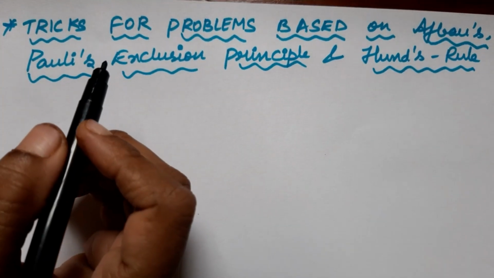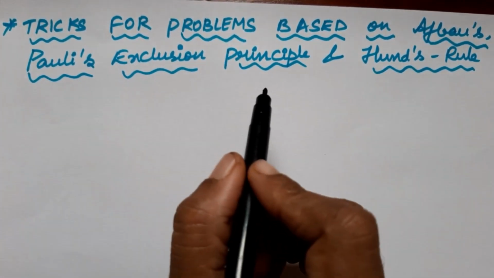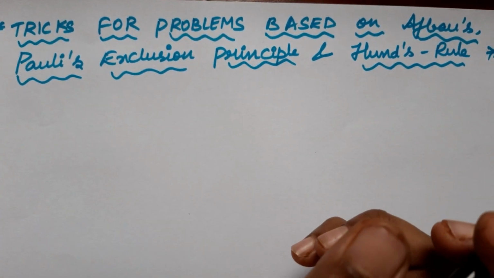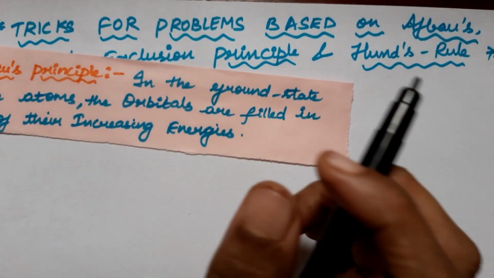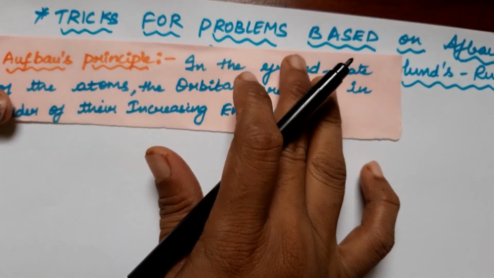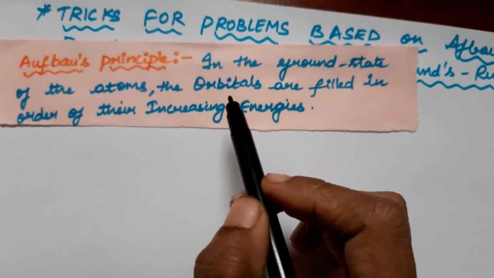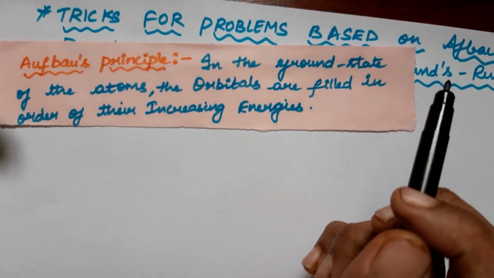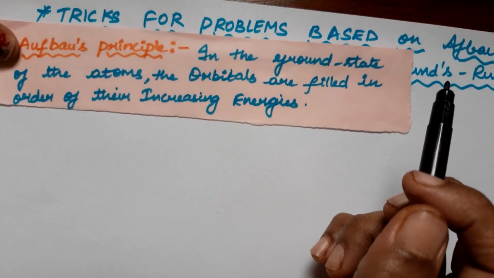Today I would like to discuss tricks for problems based on Aufbau's principle, Pauli's exclusion principle and Hund's rule. First of all, see what is meant by the Aufbau principle. The Aufbau principle is: in the ground state of atoms, orbitals are filled in the order of their increasing energy. I will explain this Aufbau principle.